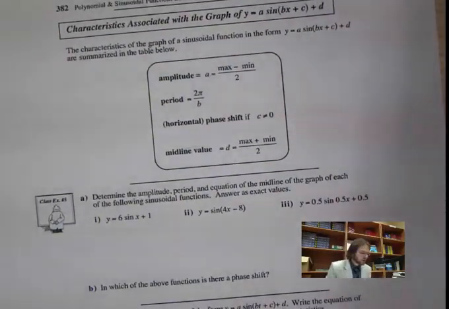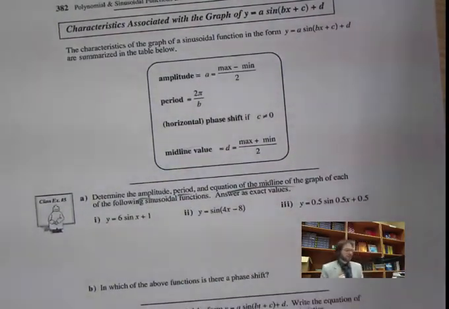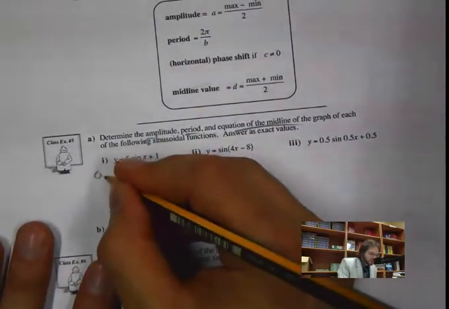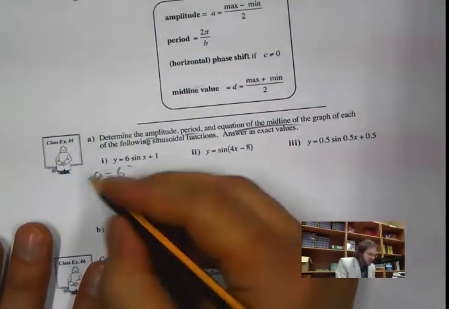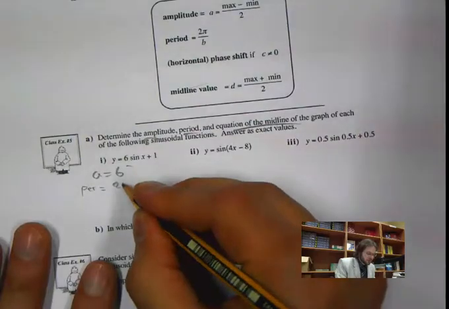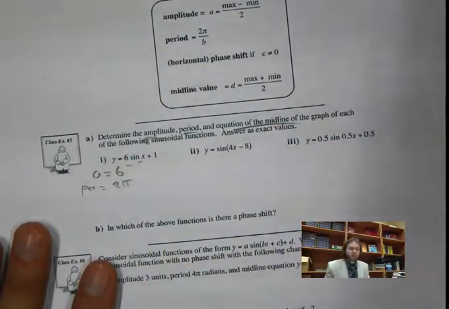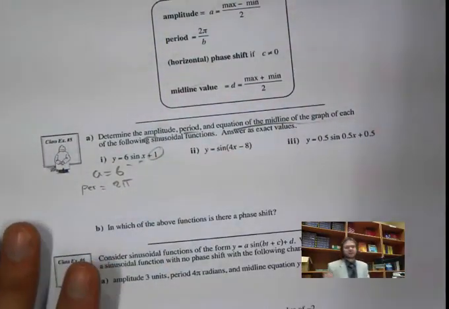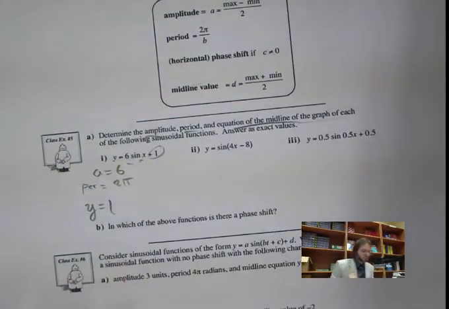It says, determine the amplitude, period, and the equation of the midline for each. So the first one, amplitude is equal to 6, because it's always the A value. Now, my period is equal to 2 pi divided by B, and my B value for this one is 1. So it's just 2 pi. And we want my equation of the midline. This one is outside the brackets, so that's my D value. And my equation of the midline is the D value, so y is equal to 1.